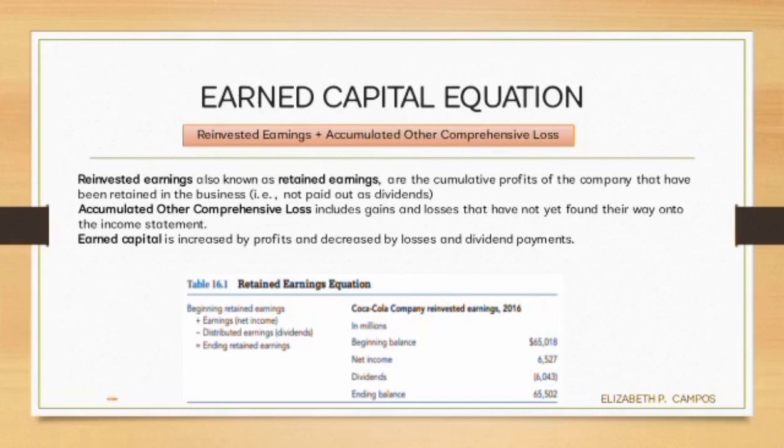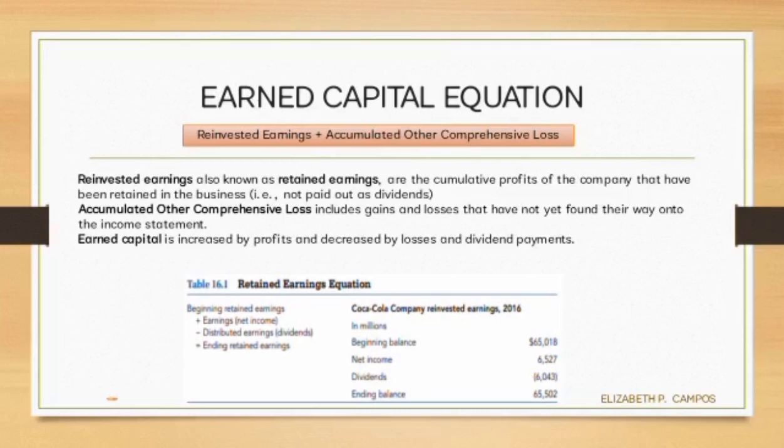The next one is the earned capital equation, which includes reinvested earnings plus accumulated other comprehensive loss. Reinvested earnings, also known as retained earnings, are the cumulative profits of the company that have been retained in the business and are not paid out as dividends. Retained earnings encompass the first three items on the above list. The final item is captured by accumulated other comprehensive income or loss.